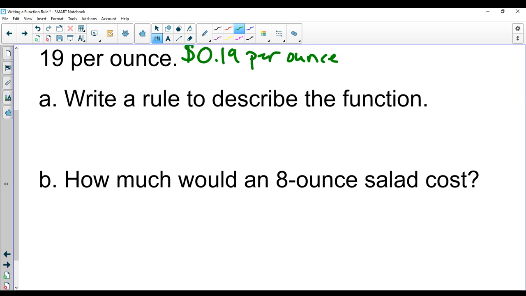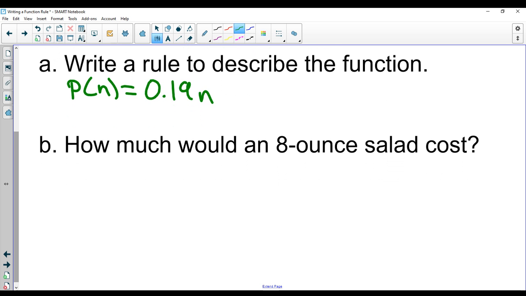So I could say P of n. The number of ounces is independent. That's what I'm going to put in my salad bowl. And then the price, P, depends on that number of ounces. So again, if I buy 1 ounce of salad, it's 19 cents. If I buy two ounces of salad, it's going to be 38 cents. I'm multiplying that each time, so it's 0.19 n would be my function.